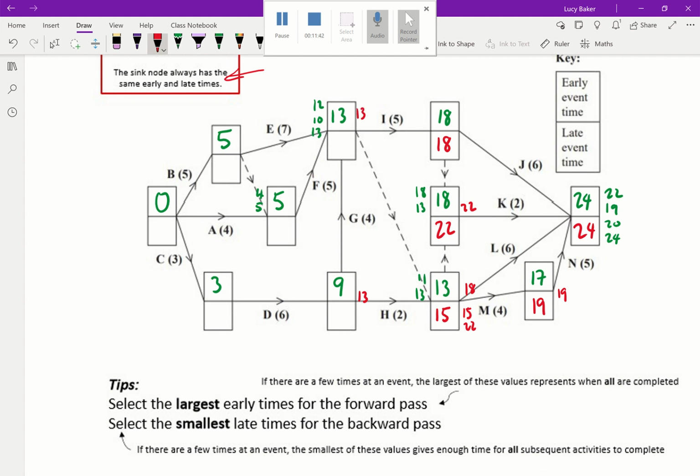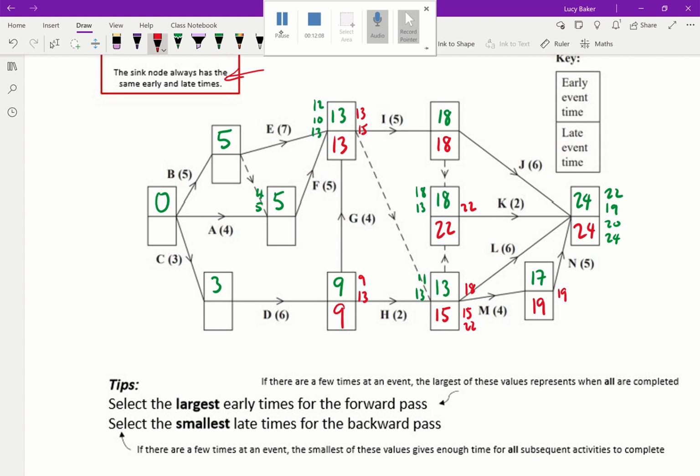And let me just check. So I could also do it in 15 if I go backwards along the dummy, but it's going to be the smallest late time. So 13 is going to be my smallest late time. Okay, 13 minus 4 is going to be my other late time that I could get to this box over here. So 13 minus 4 is 9. So 9 is going to be my smallest late time.